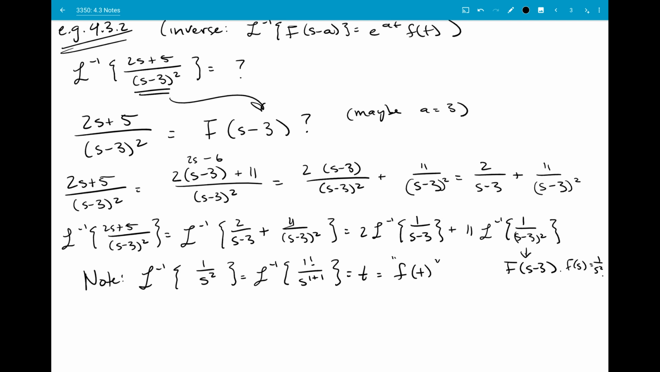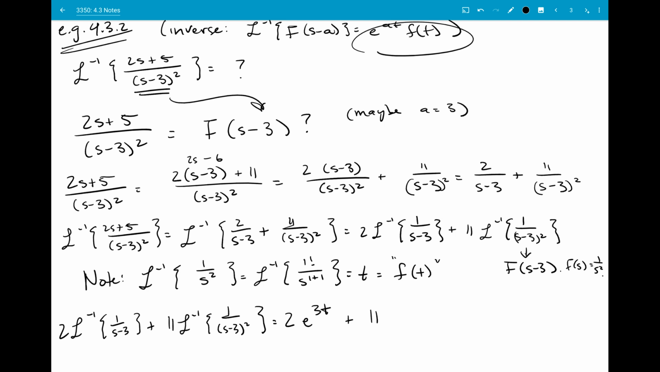So then what I'm looking at for my problem, 2 L inverse of 1 over s - 3 plus 11 L inverse of 1 over (s - 3)^2, is that the first we can actually just take using our Laplace transform table. The L inverse of 1 over s - 3 is e to the 3t. And then for the second, we're looking at L inverse of F of s - 3. So that's going to be e to the at times f of t. So e to the 3t times t.